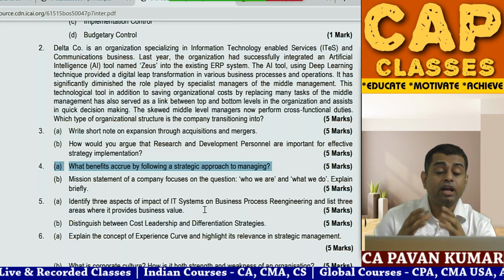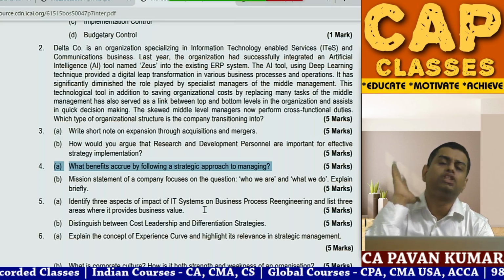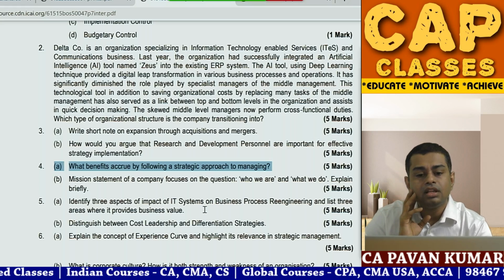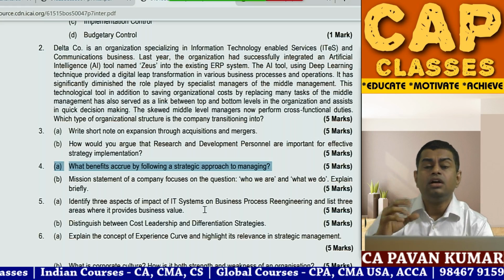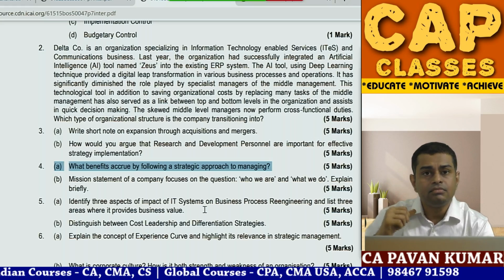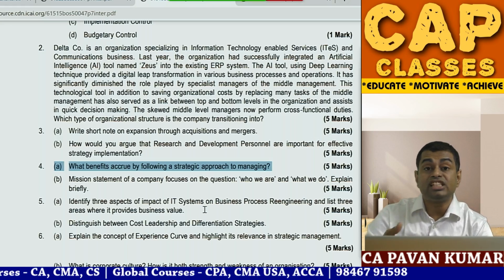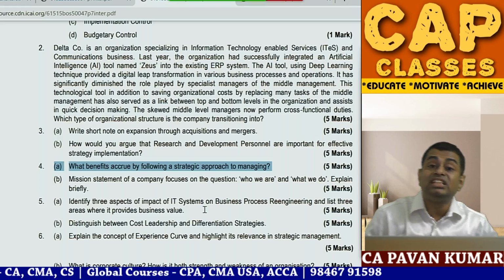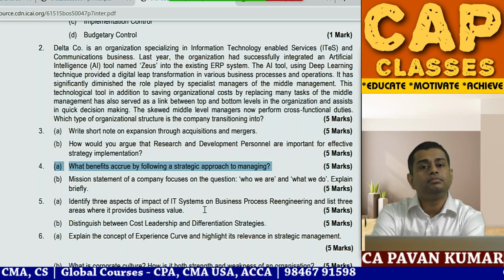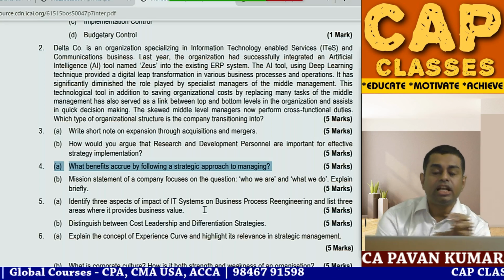Mission statement of a company focuses on the question who we are and what we do. Explain briefly. Laddu question, LKG question. You have to start with, according to Peter Drucker, the mission statement is the answer for the questions faced by the top level management: what business we are in. Like that, you need to start. Then you need to write what the mission statement is.